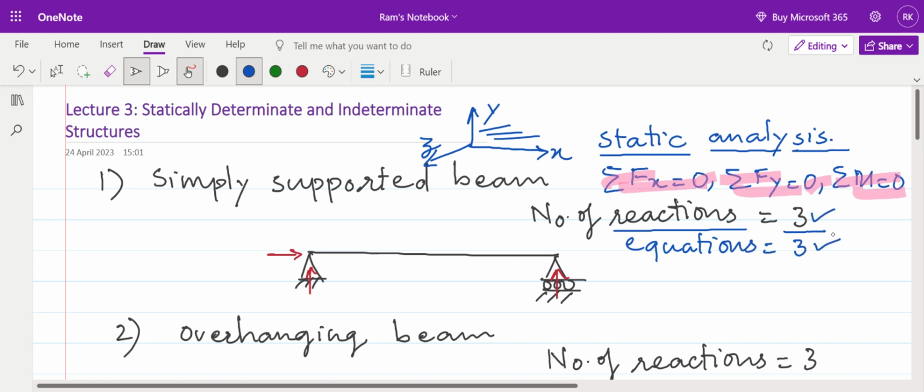These are three. This means this is a determinate structure. A statically determinate structure is a structure where we can determine the unknown reactions using equations of equilibrium alone. Here the number of reactions is 3 and the number of equations is 3, so we can determine the unknown reactions using equations of equilibrium alone, and that is why I will rate this structure as determinate. A simply supported beam is a determinate structure.